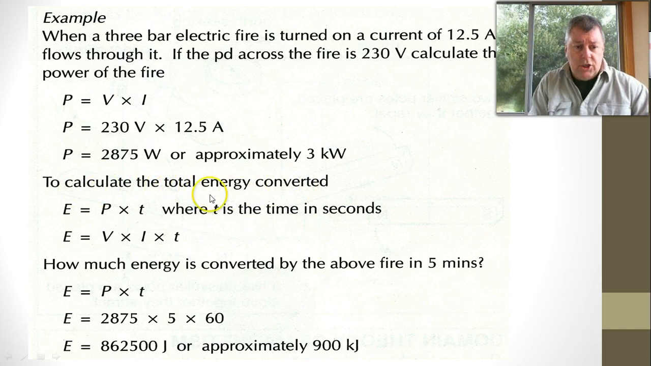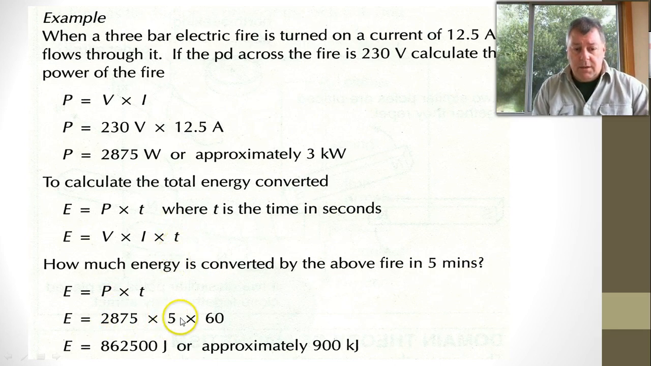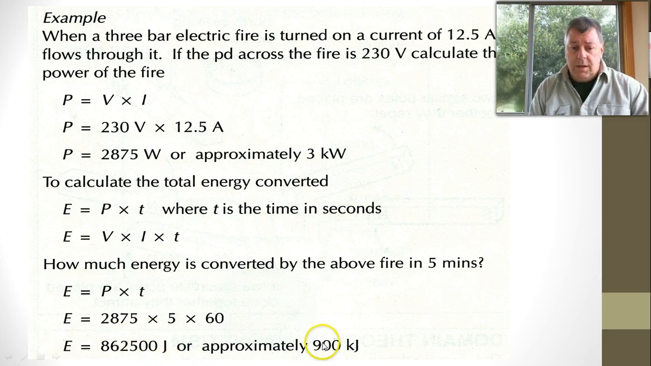To calculate the total energy, you could use E equals P times T, substituting in VI here for P, or just going straight in and using the equation. Now they want to do it for 5 minutes. Our standard unit for time is seconds, so here we go, the power times the minutes, and we've got to convert the minutes into seconds, so we times it by 60, and so this would be 862,500 joules, or approximately 900 kilojoules. Okay, so there's an example.